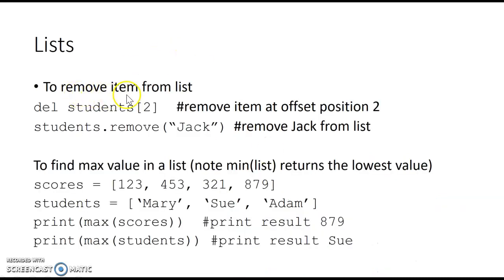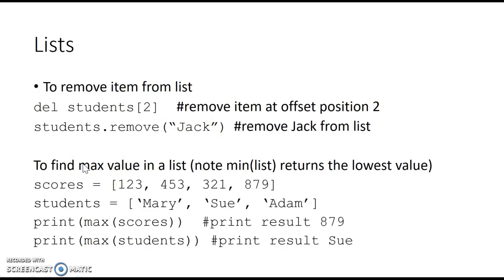To remove an element from a list, we simply do del students 2, if we want to remove the item that's at position 2. Or if we don't know the position, which is quite likely, but we do know the value of the data element, we can remove it by giving it the data value. So it would be students, which is the list name, dot remove, and then in brackets, the element that we want to remove.